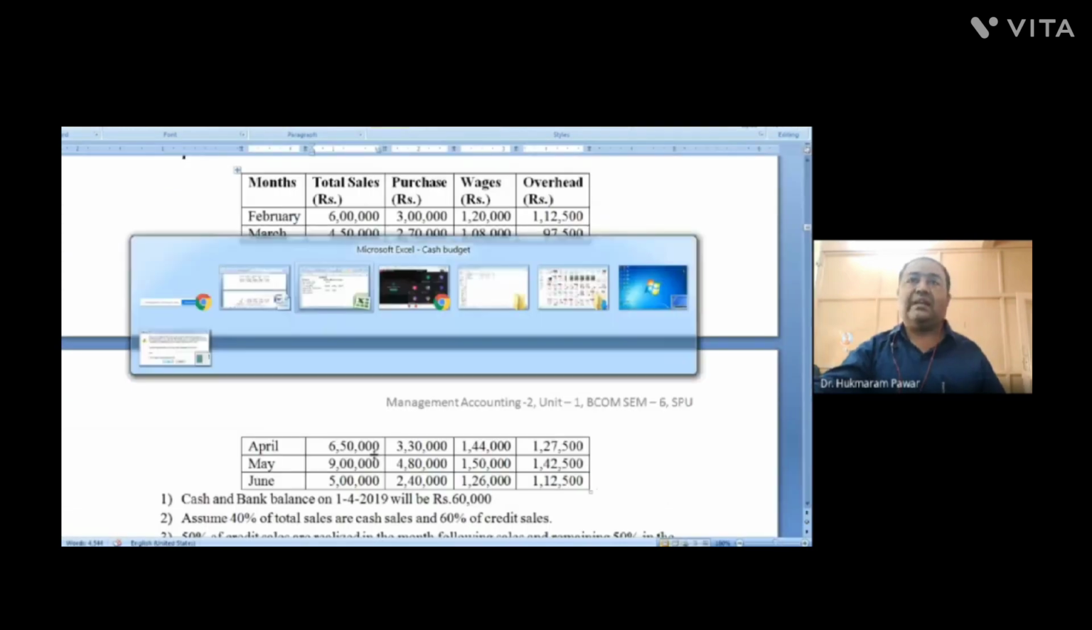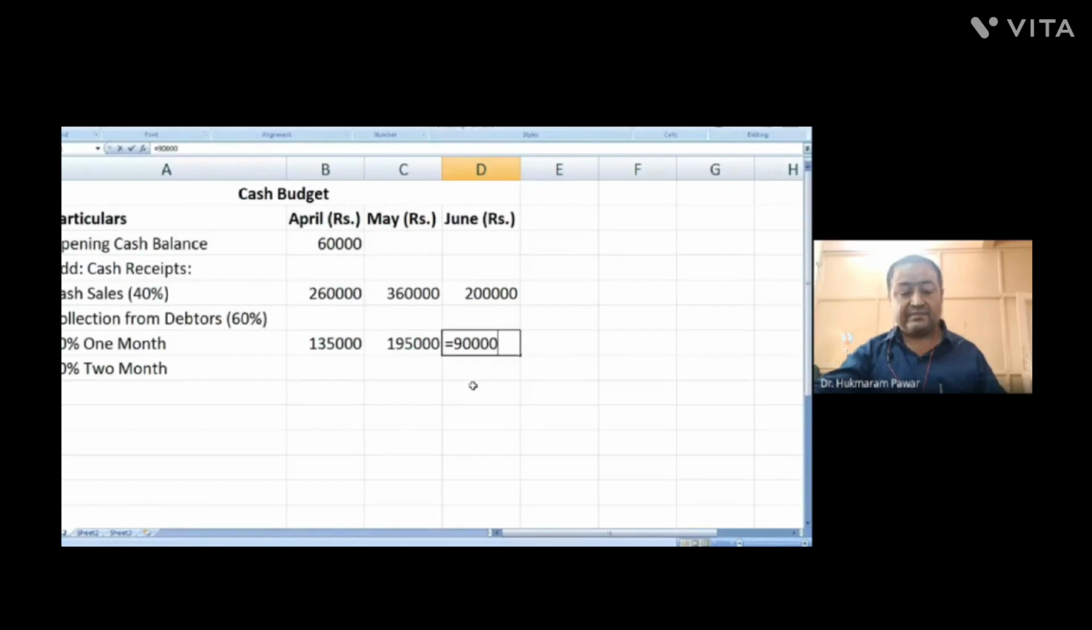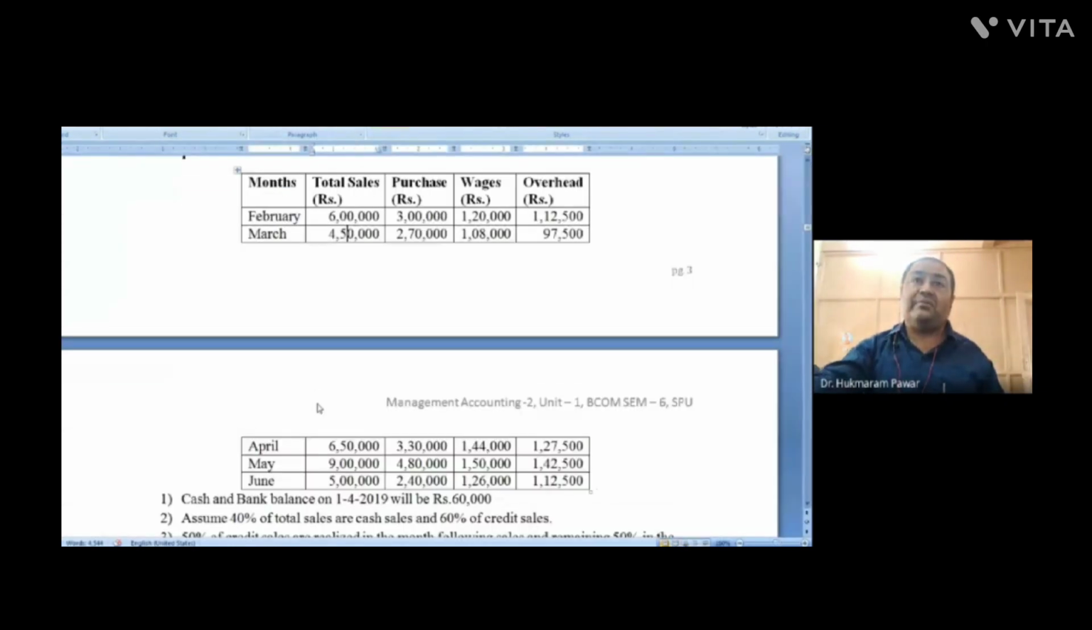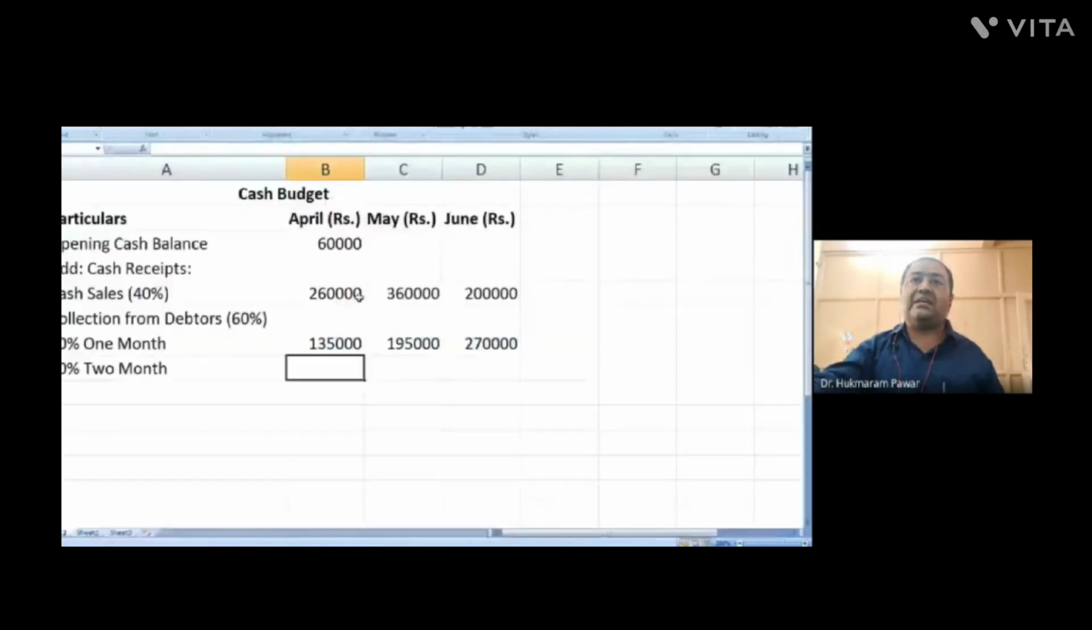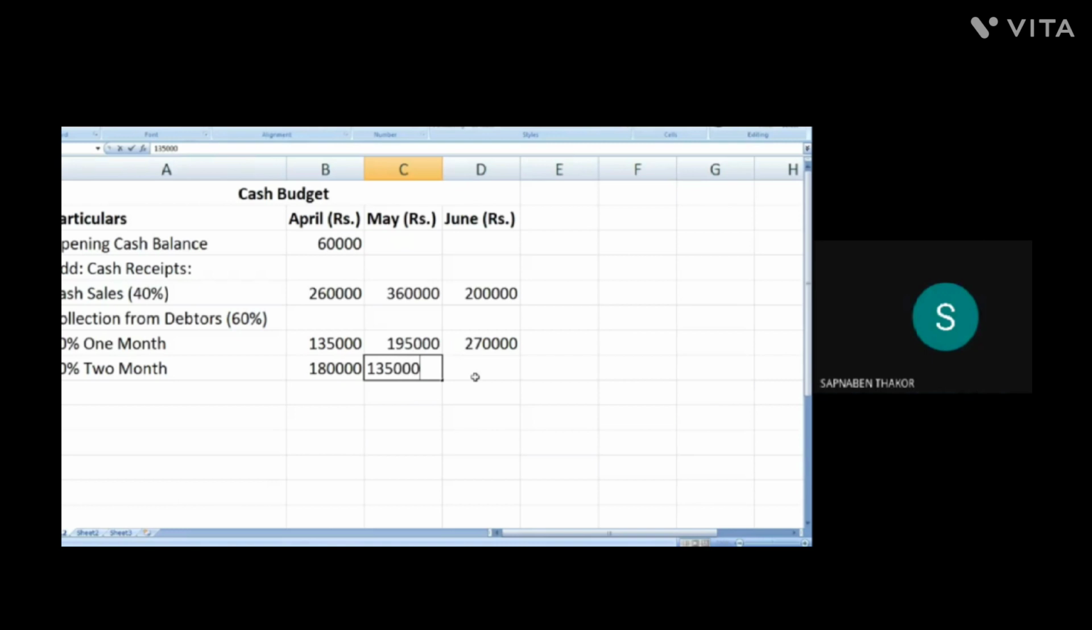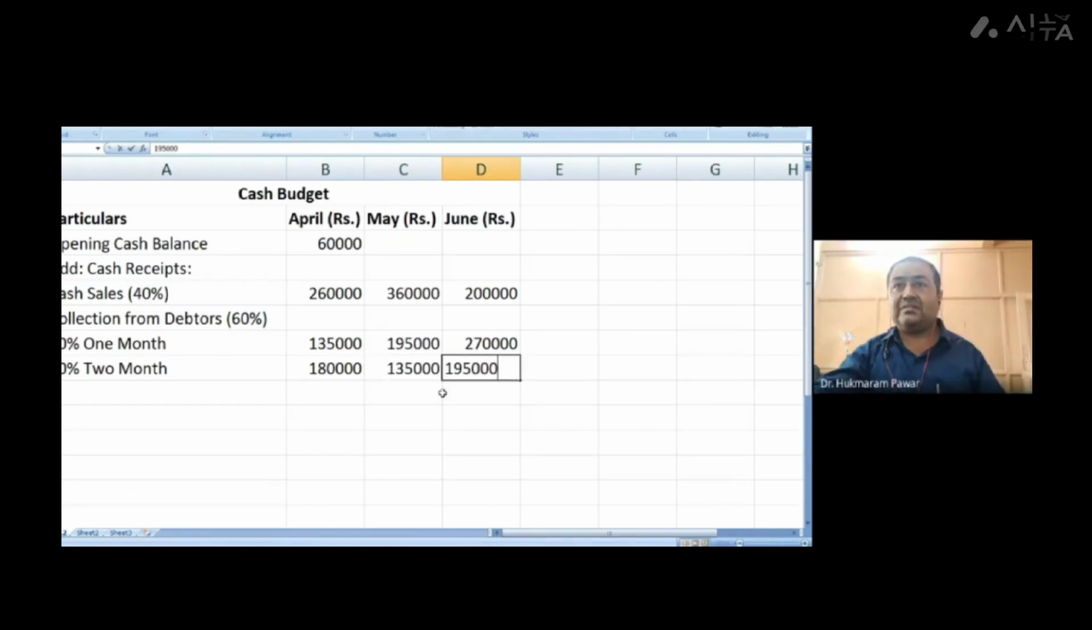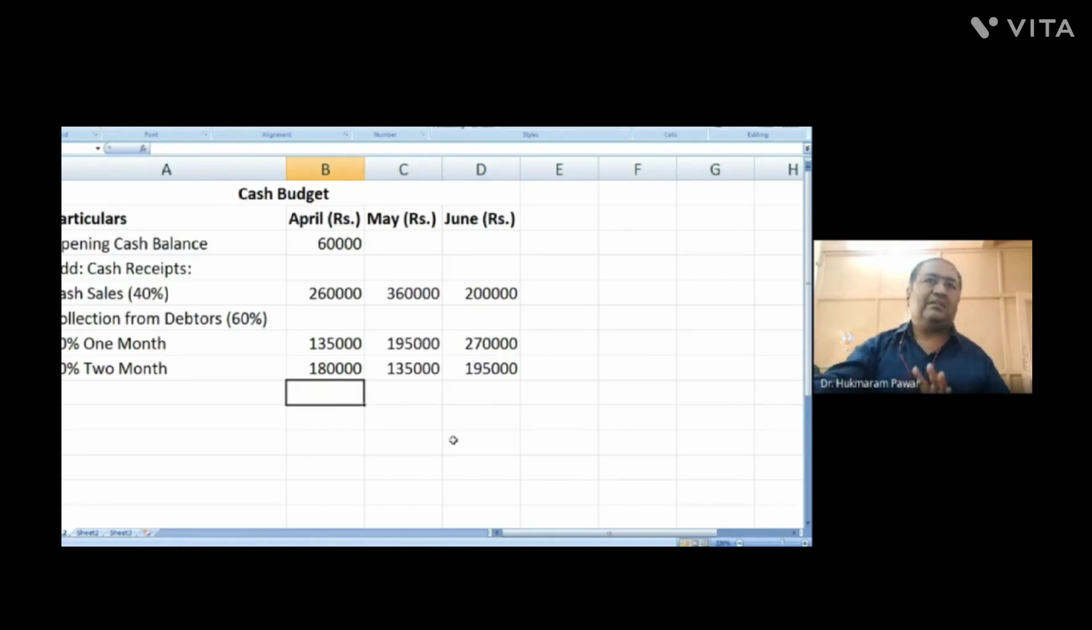Now the third is 9 lakh. 9 lakh into 60% into 50%. What is your answer? 2,70,000. Next, 50% 2 month credit. For 2 month credit, you should start from the previous month, so start from 6 lakh. 6 lakh into 60% into 50%. What is the amount? 1,80,000. Very nice. Then 1,35,000, and then 1,95,000. These are the receipts.